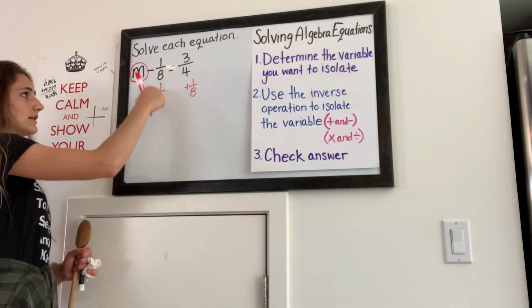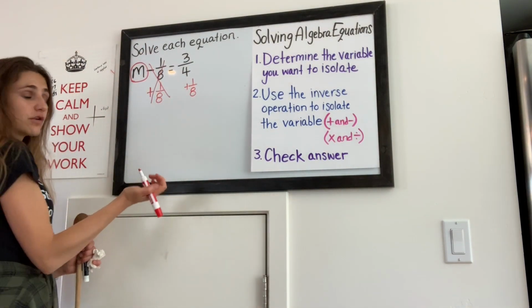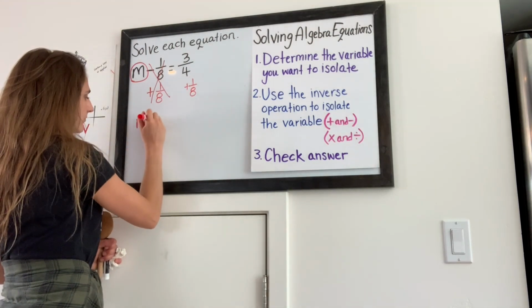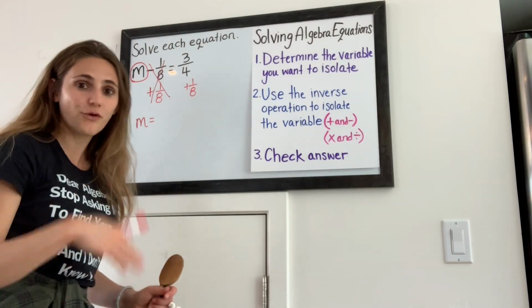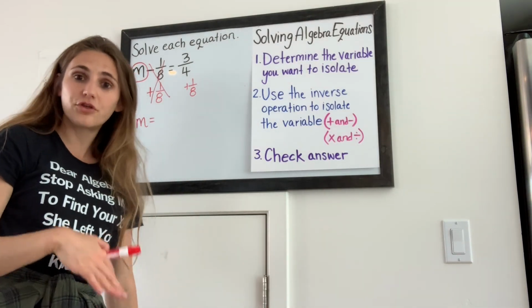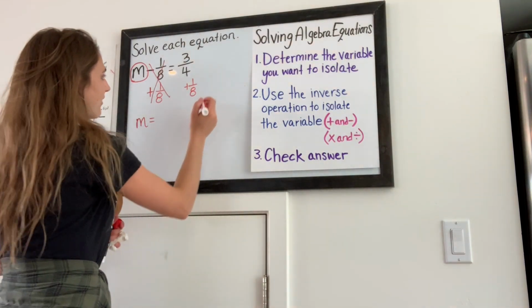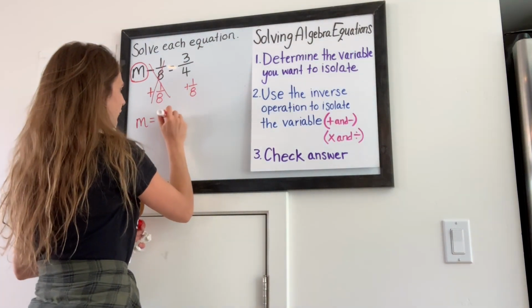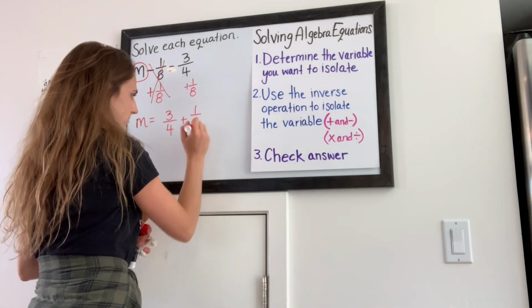Okay? Now 1/8 minus 1/8 would equal 0. So I can cross them out, and I'm left with m on the left side. However, the right side is going to take some work, and it's going to require us to apply the rules of adding fractions that we practiced last week. So I have 3 over 4 plus 1 over 8, okay?